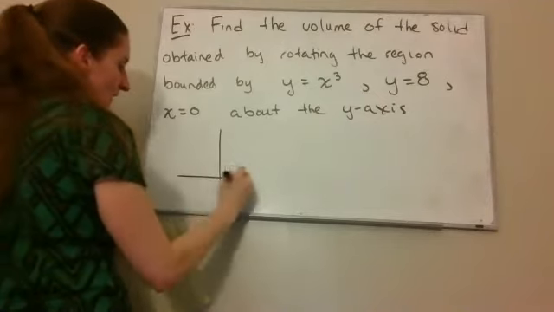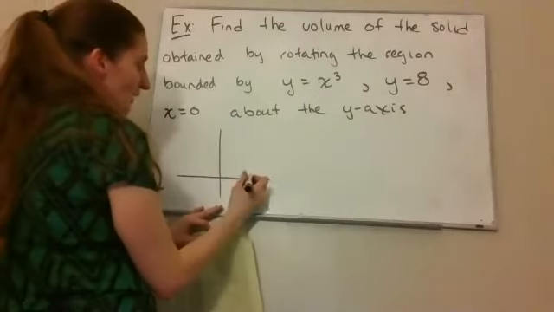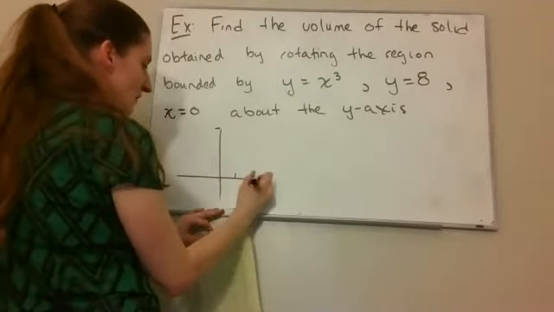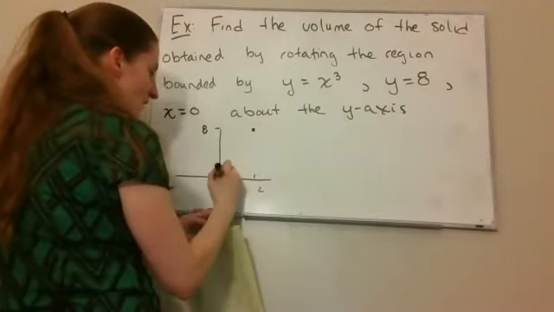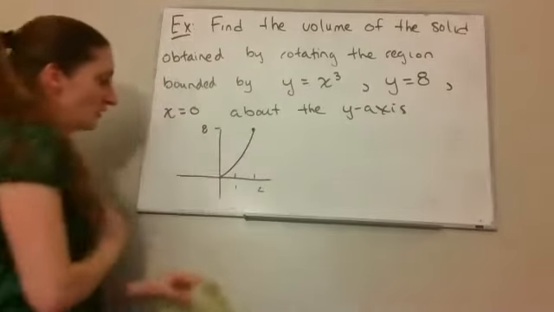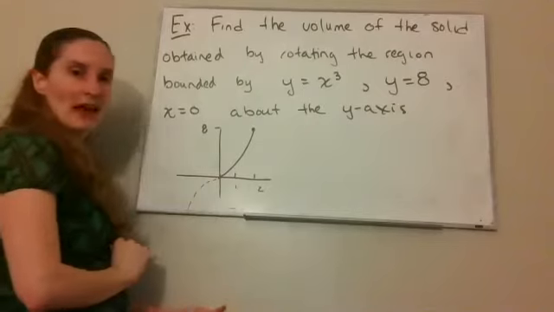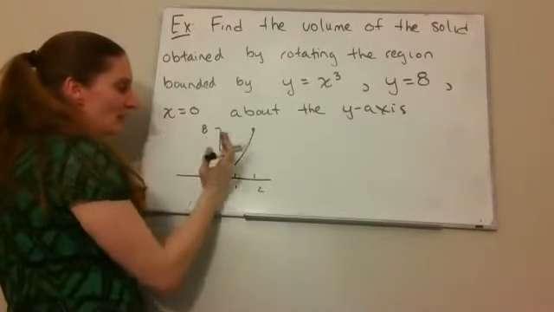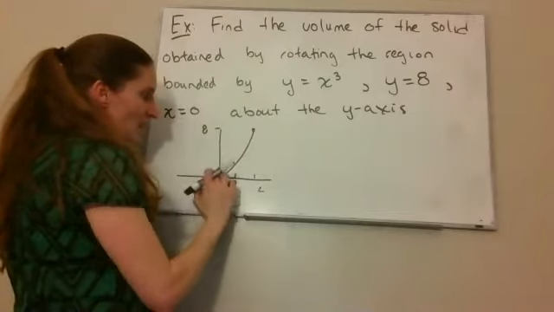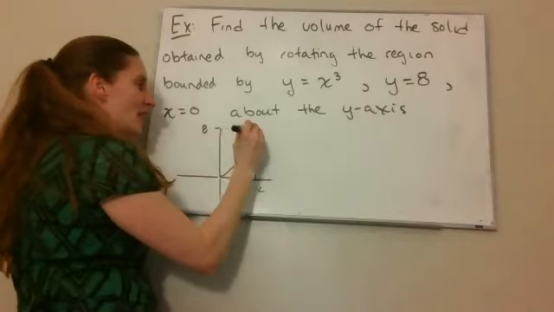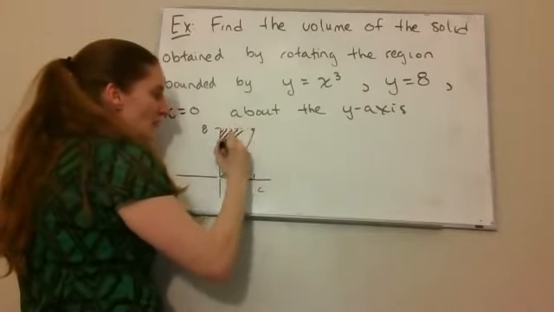So let's just do a quick sketch of what this looks like. x to the third, but only on this right side here. This is 8 up here. I know my x to the third looks kind of like that. It also goes down on this side, mirroring that. But since I'm chopping it off at x equals 0 there, we're only considering this right-hand side of this curve. And we're chopping it at y equals 8. So we're talking about this solid region here.